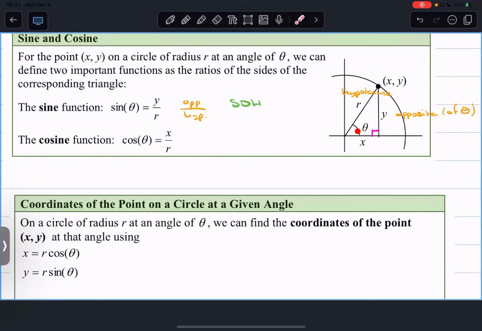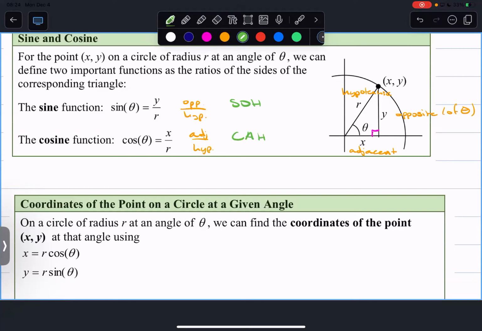So then, of course, if theta is here, this is the opposite of theta. This is the hypotenuse because it's the longest side. Then this is going to have to be the adjacent, also because it's adjacent to theta and not the hypotenuse. So here, this is the adjacent. So then x is the adjacent over the hypotenuse, which is the cos: cos is the adjacent over the hypotenuse.